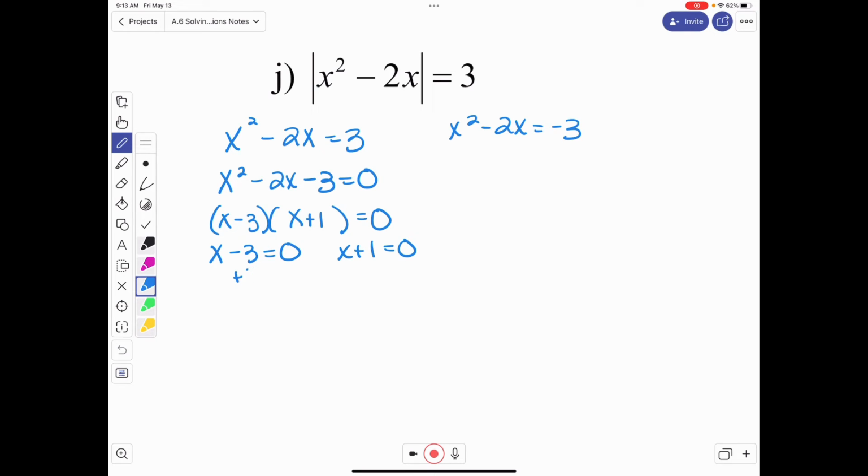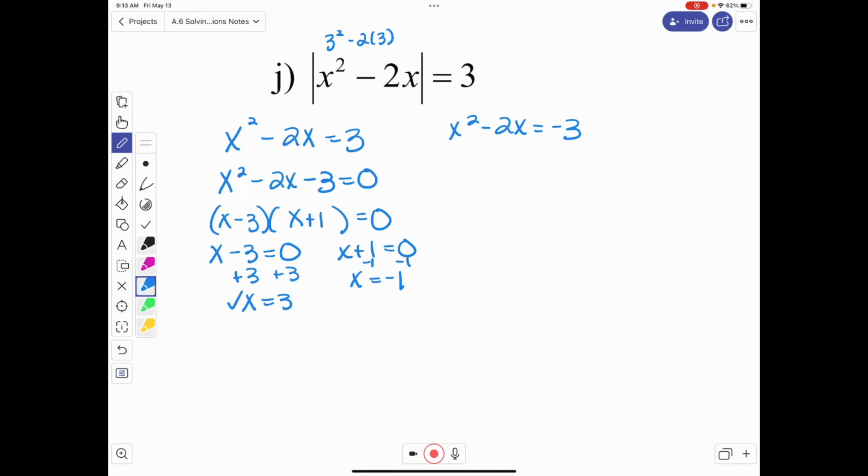And we're going to add 3, so we'll get x equals a positive 3, and then we'll subtract 1 here, and so x equals negative 1. So again, we want to check and make sure that they work. So if I plug in 3 squared minus 2 times 3, so that's going to be 9 minus 6. That's going to be 3. Absolute value of 3 is 3, so that one works.